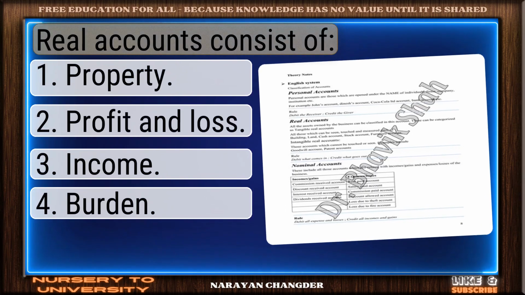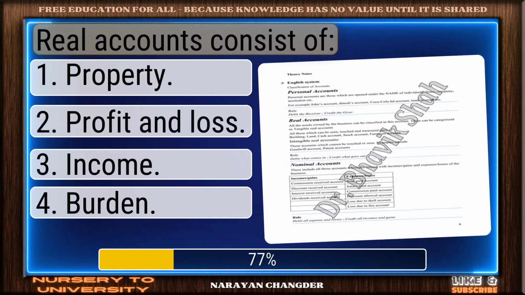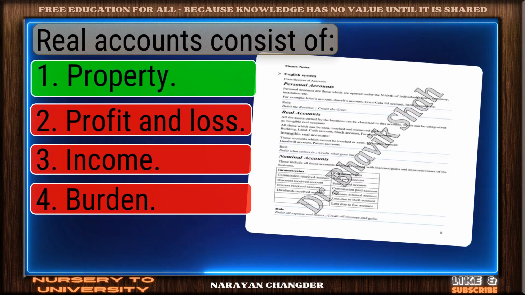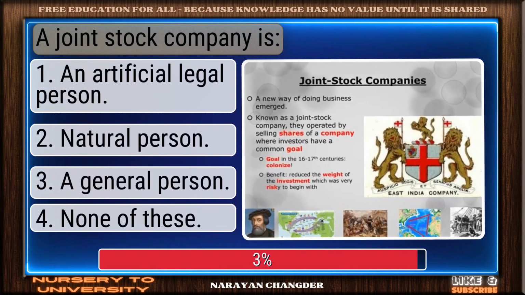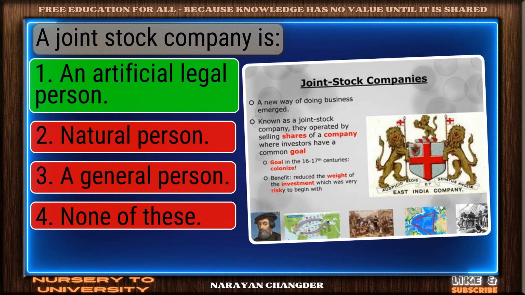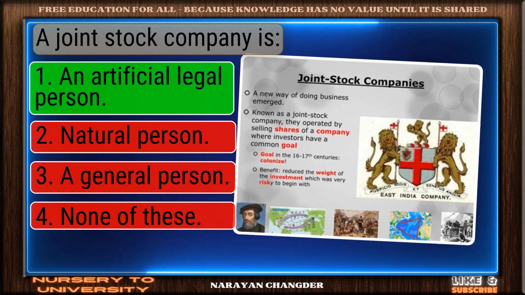Real accounts consist of. Perfect. Property is the correct choice. A joint stock company is. Correct. An artificial legal person is the right answer.